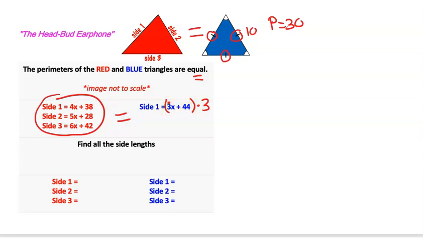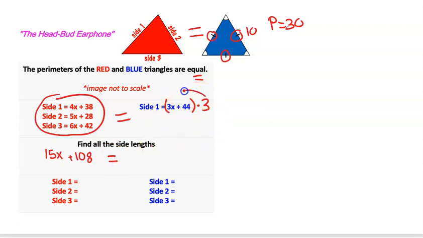Instead of writing the whole thing out, I'm going to go ahead and combine them as I see them. So 4x plus 5x plus 6x. I'm going to write it over here. Actually, I got enough space. That's going to be a 15x. Okay. 38 plus 28 plus 42. I don't know that off the top of my head. 38 plus 28 plus a 42 is 108. So I add these three up. That's going to be a 108. Okay. It's going to equal 3x plus 44 tripled.